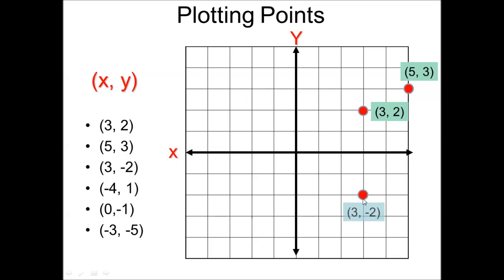so we're going to go down 2 spots. Then we have (-4, 1), and notice that's for our x variable, so we have to go left 4 spots, and then up 1. Then we have the point (0, 1), so we're actually going to stay right on this line. We're not going to move left or right, and then we're just going to go down 1 spot. And then our last one is (-3, -5), and there's that final point.